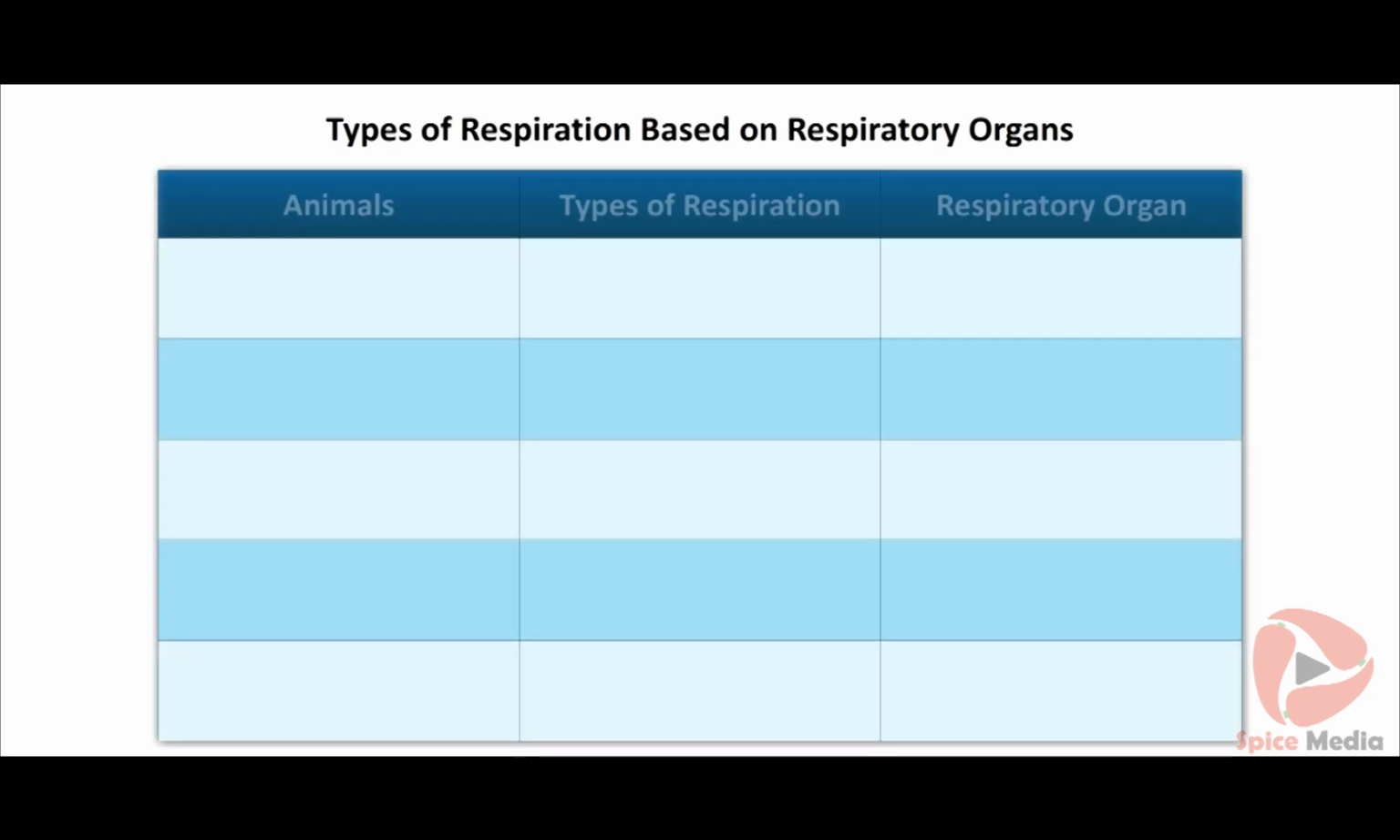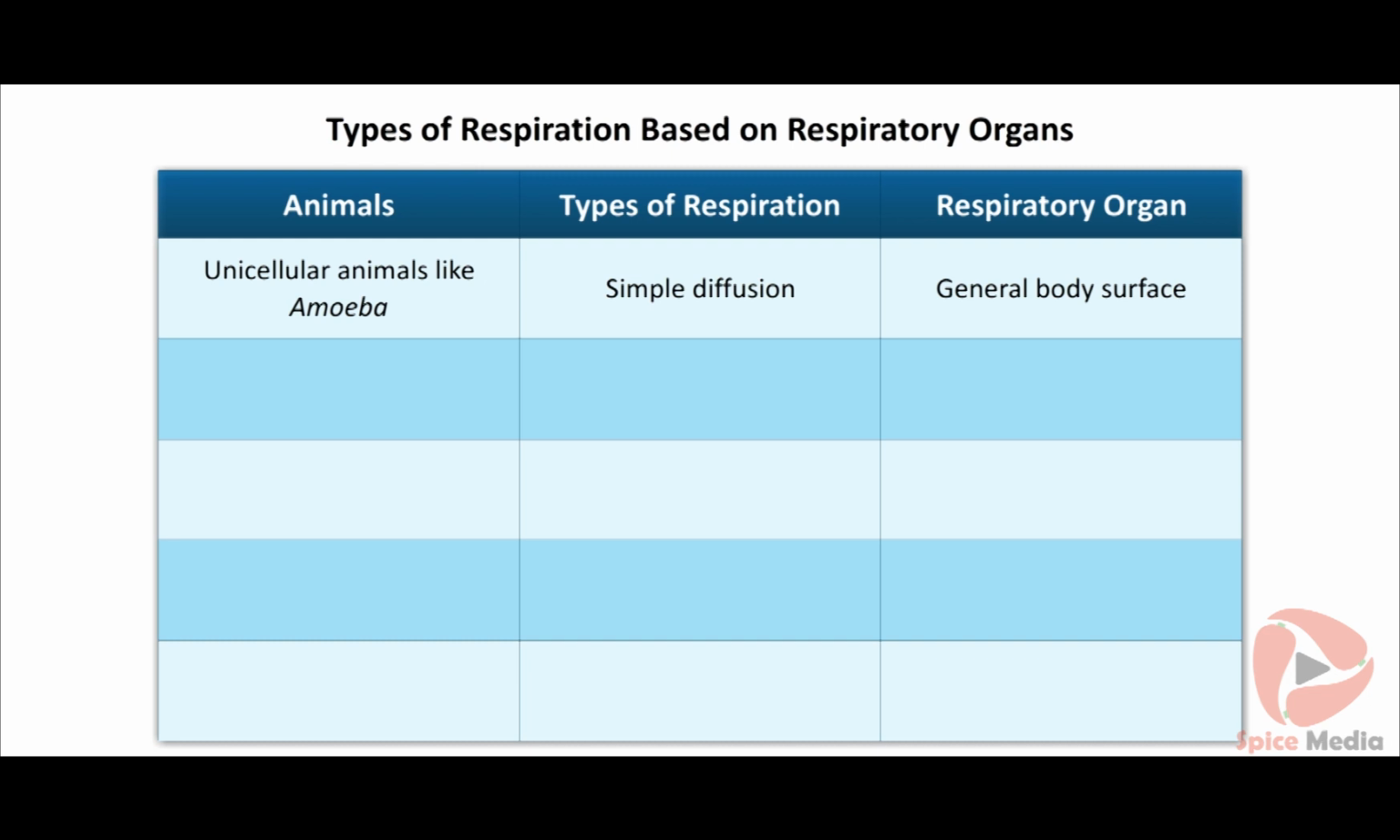All animals do not have the same type of respiration. Animals show different types of respiration based on the respiratory organ present in them. Lower invertebrates show very simple type of respiration. In amoeba, exchange of gases occurs by simple diffusion. Animals like mammals, birds, reptiles and amphibians have pulmonary respiration. Respiratory organ involved in pulmonary respiration is lungs.